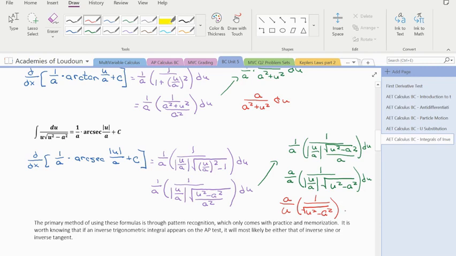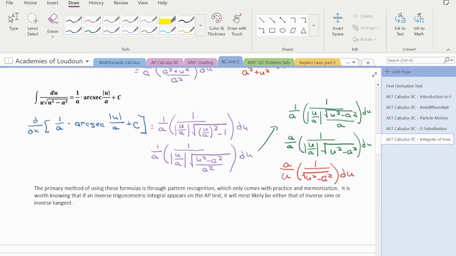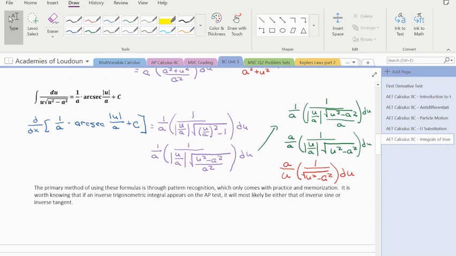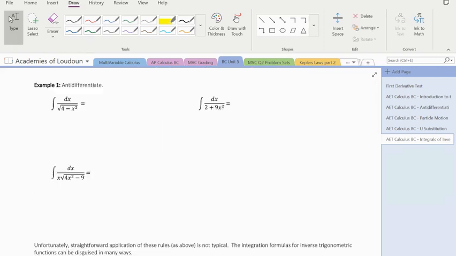Now, the primary method of using these formulas is through pattern recognition, which only comes with practice and memorization. It is worth knowing that if an inverse trig integral does appear on the AP test, it will most likely be that of either inverse sine or inverse tangent. Inverse secant rarely happens. Okay, so let's do some practice problems here.